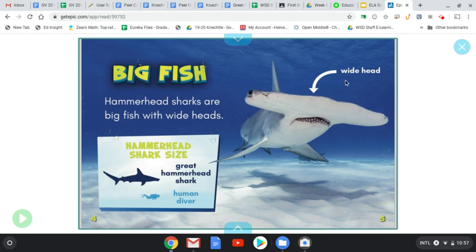So that's a label. And then down here, this is a diagram. Sometimes nonfiction books have diagrams, and they also just give you more information about a hammerhead shark. So it says hammerhead shark size, it says great hammerhead shark, and it shows you a picture of what he looks like. And then it shows you a human diver. So if you were swimming in the water next to a hammerhead shark, it shows you how small you would be compared to the huge hammerhead shark. I don't know about you, but I don't think I'd want to be stuck in the ocean swimming next to a hammerhead shark. He looks awfully big to me, and this diagram is really showing me that.